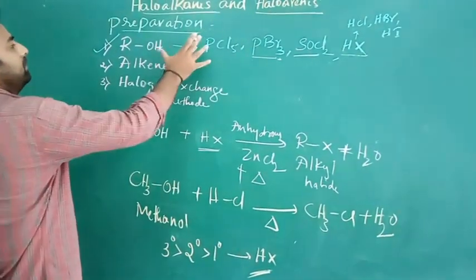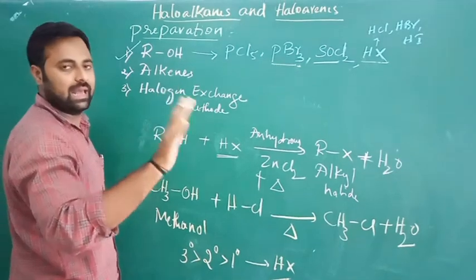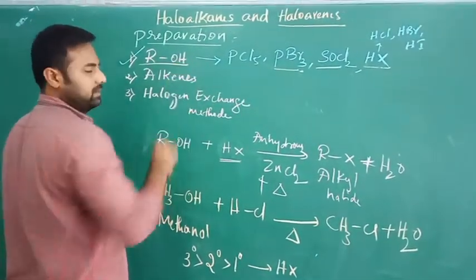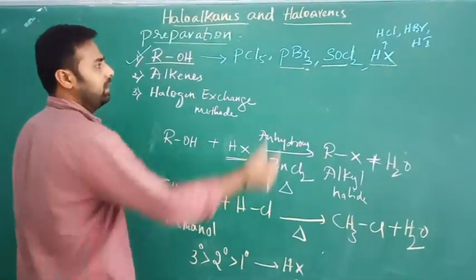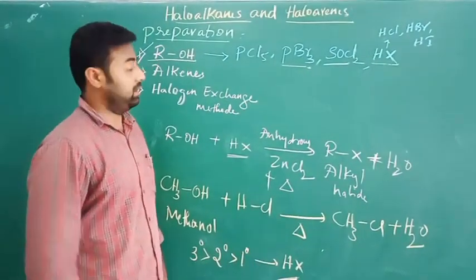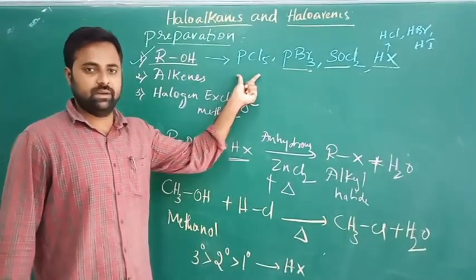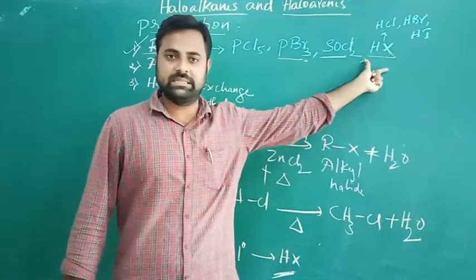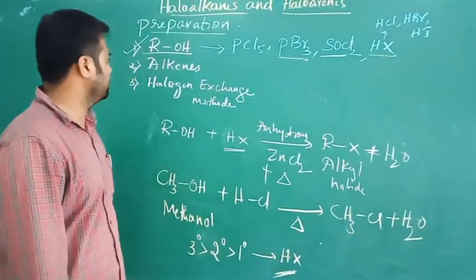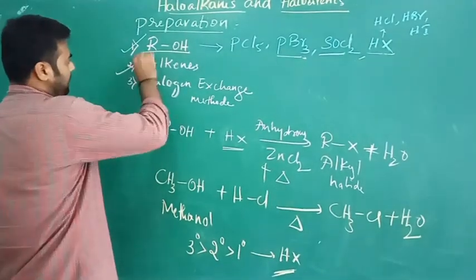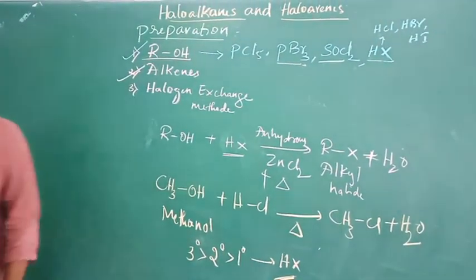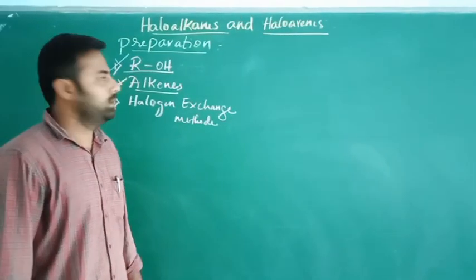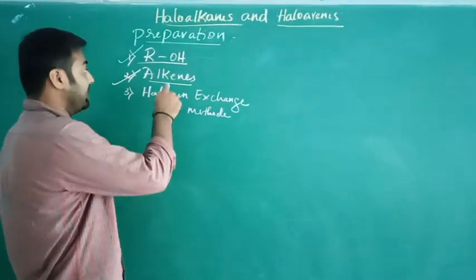So this is the preparation of alkyl halides by using one reactant, that is alcohol, and other reagents, that is PCl5, PBr3, thionyl chloride and halo acids. These are very simple reactions. Let us move on to the second one, that is alkenes.